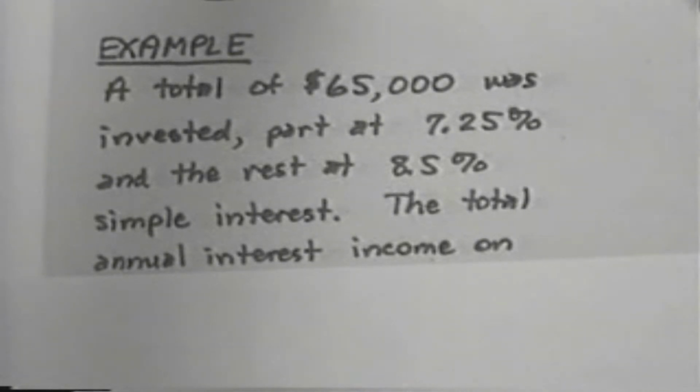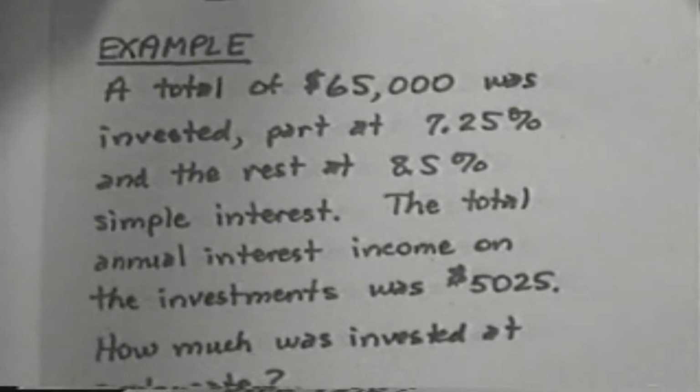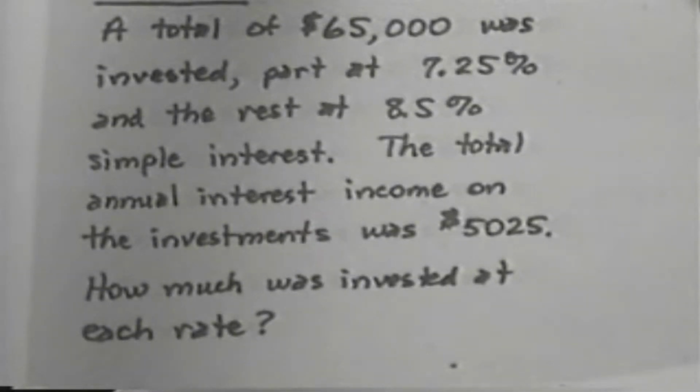The total annual interest income on the investments was $5,025. The total annual interest income on the investments was $5,025. How much was invested at each rate?